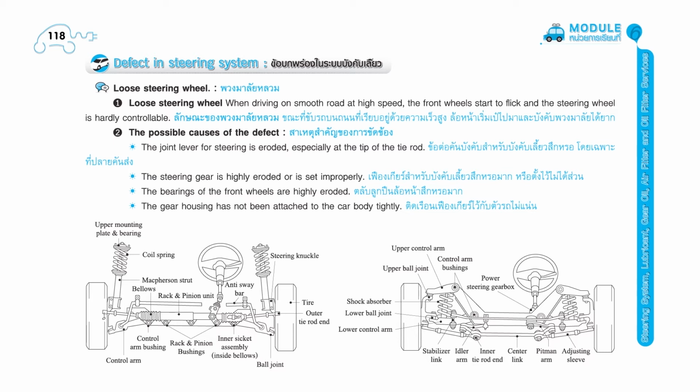Control arm. Upper ball joint. Upper control arm. Control arm bushings. Power steering gearbox. Shock absorber. Lower ball joint. Lower control arm. Stabilizer link. Idler arm. Inner tie rod end. Center link. Pitman arm. Adjusting sleeve.